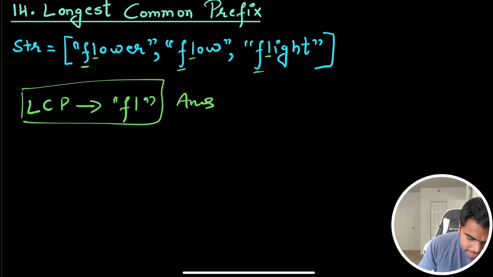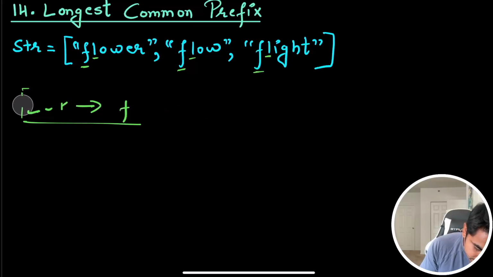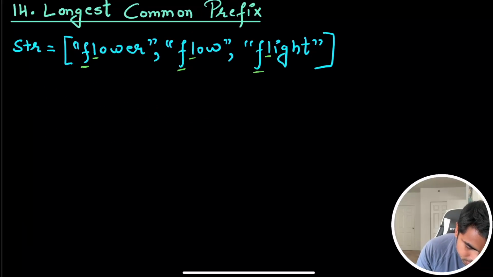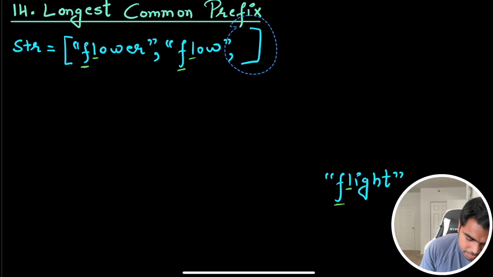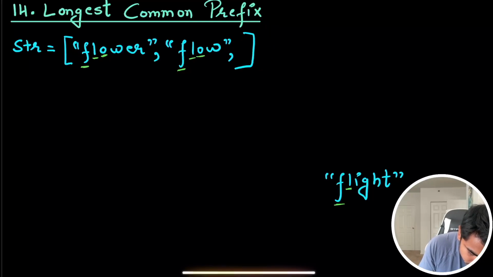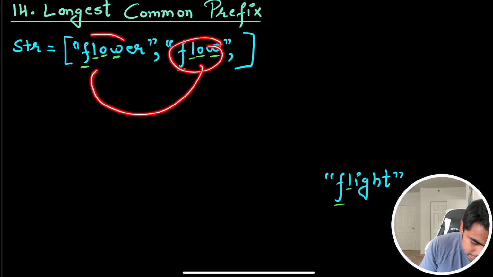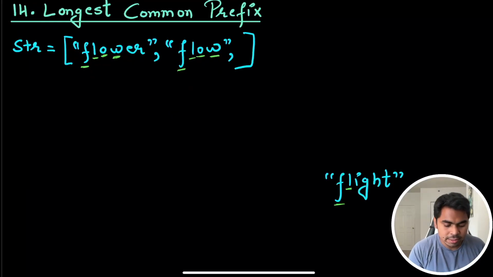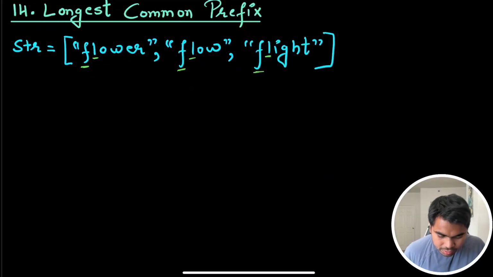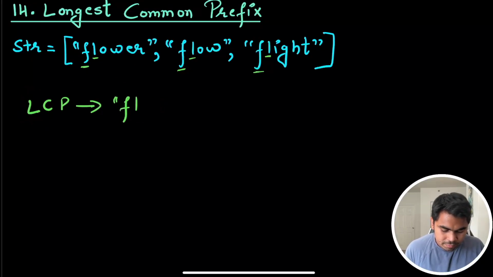And let's say we were given just two words, so this was not part of our array. Then what would be our answer? Then our answer would be FLOW, because this entire word is present right here. So that is the longest common prefix in that example. But that is not the case. Our current input is right here.